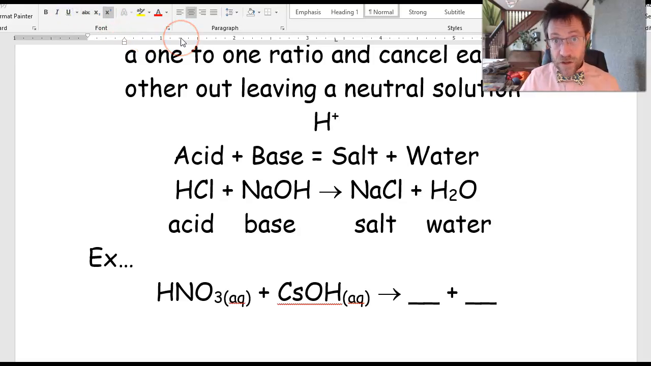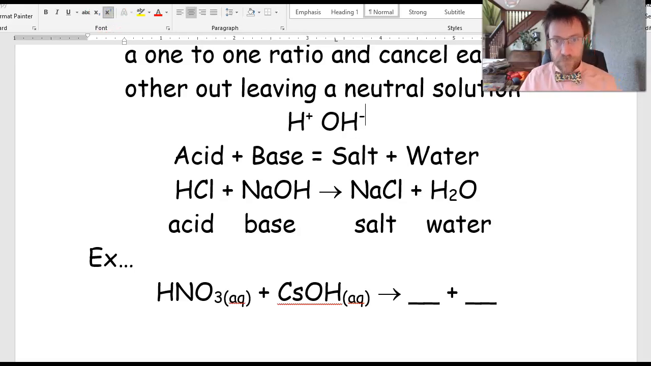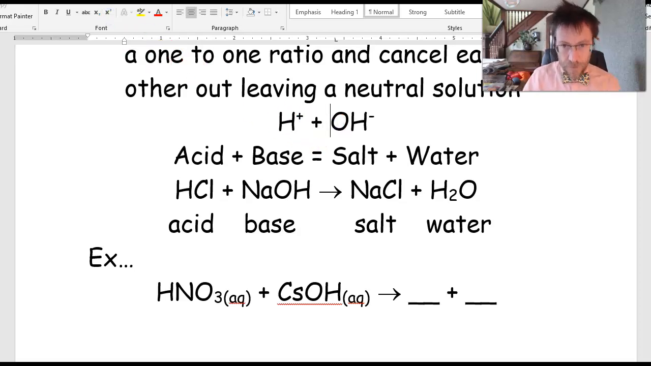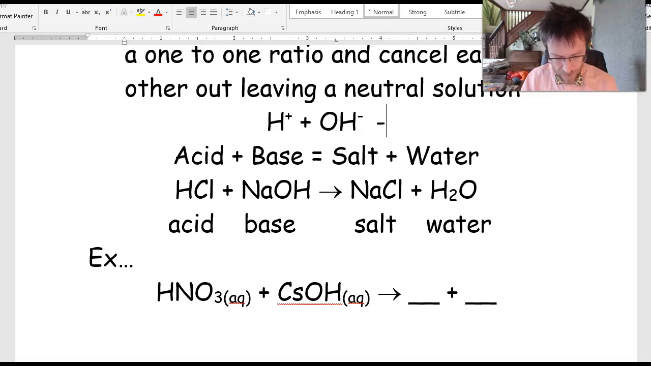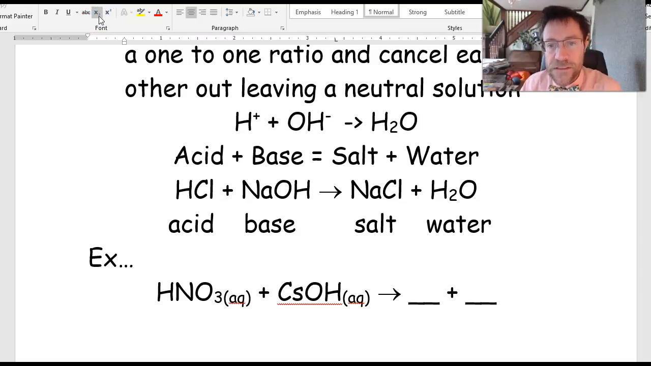Right? So you have your hydrogen ion. It's going to come in contact with your hydroxide. Look, there's an arrow. It's going to make high quality H2O. You guys get what I'm saying?